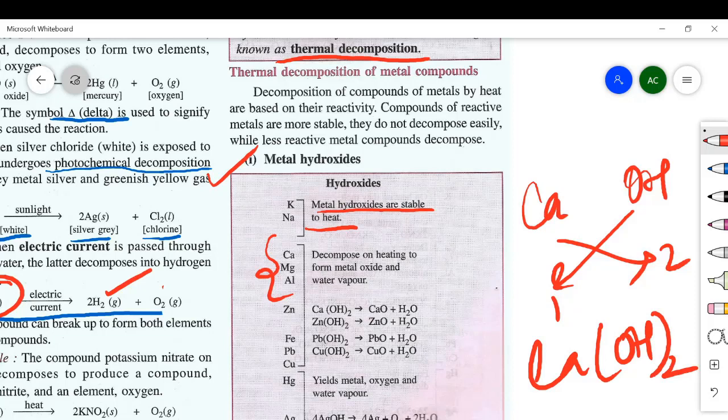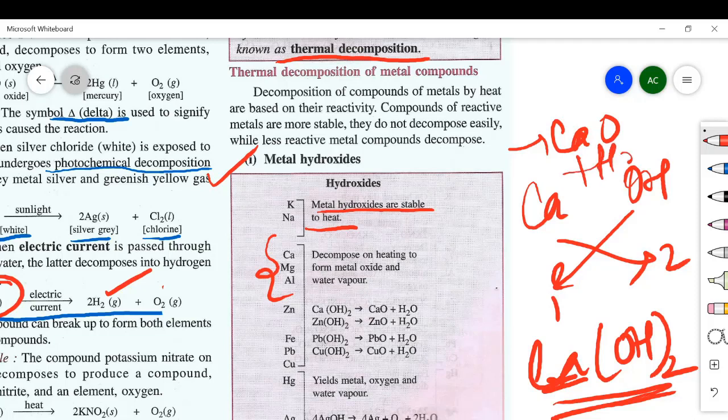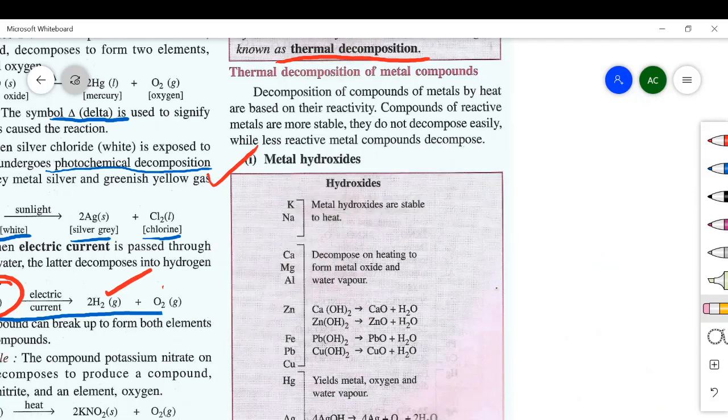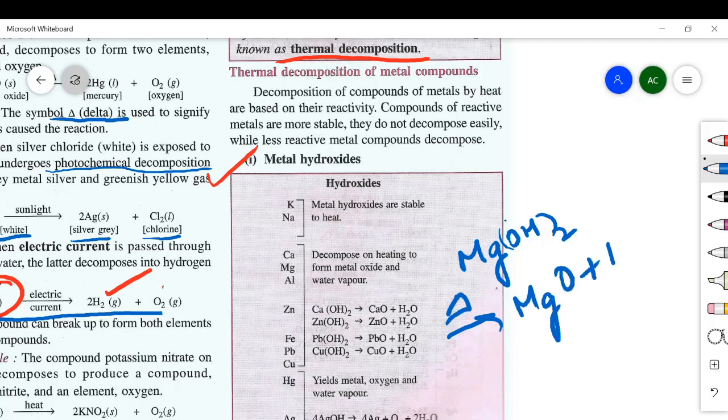What will happen when you heat this calcium hydroxide? It will decompose to give metal oxide. Metal oxide will form, calcium oxide. The metal is this, so oxygen attaches to it and calcium oxide is formed, and water vapor, that is H2O, will be given out. So that is the effect of heat. Another example we'll see. Magnesium hydroxide, the same formula, because magnesium also has valency 2. So magnesium hydroxide on heating will give you magnesium oxide plus water vapor, right?